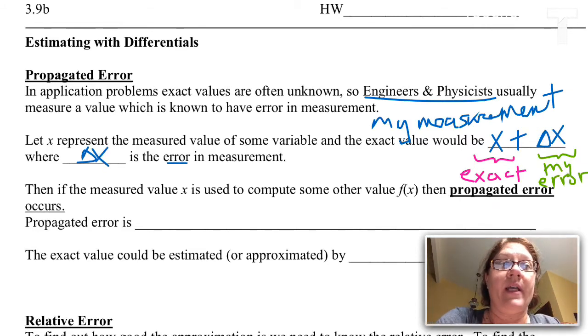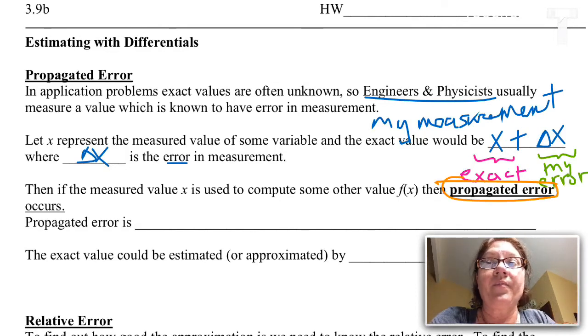So then, of course, if I used that measurement, so now let's say I'm already off and I'm going to use that measurement to make some other calculation, like let's say area or volume, well, of course, then I'd have an error in that too. And that fancy error is called propagated error. And so we might represent that propagated error as, let's say, delta y.